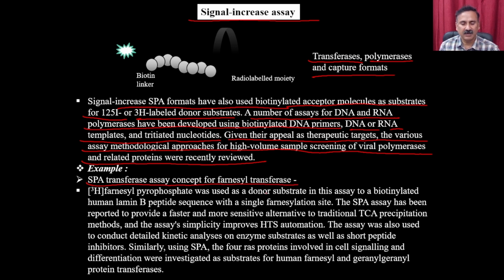So this is the assay I am going to show. You are going to take the substrate, and then you are going to have an increase in signal, which means you are actually going to measure the product. In the signal decrease assay, you are going to measure the substrate. As the substrate is getting cleaved, there will be a decrease in signal. Whereas in this case, there will be a transfer of the radioactivity onto the biotinylated substrate, and that's how you are going to have the increase in product.